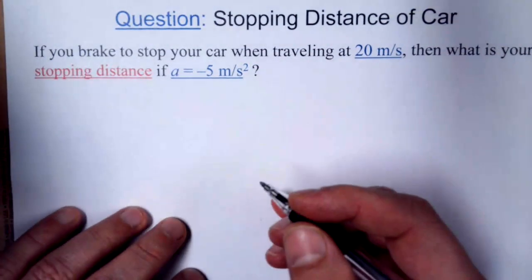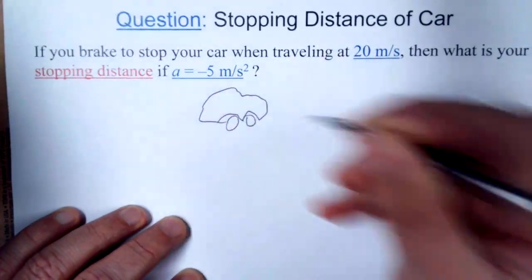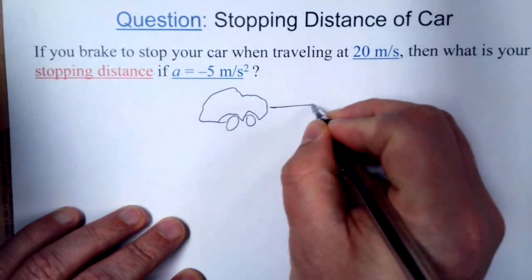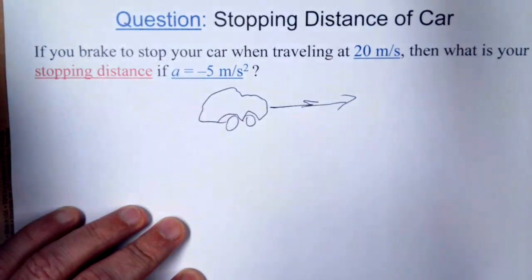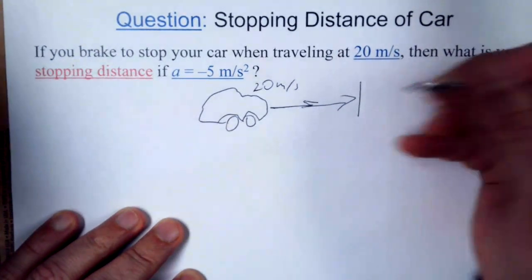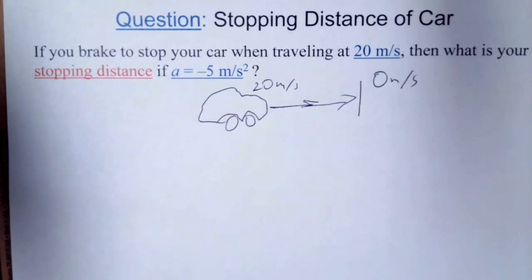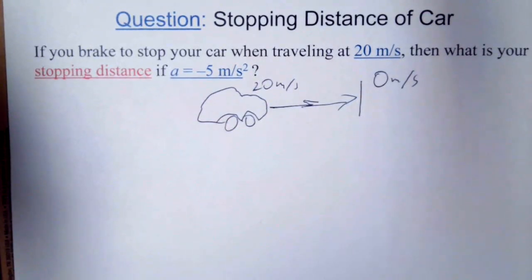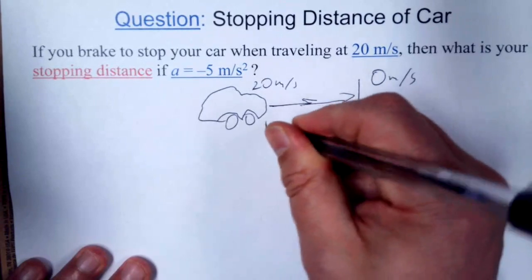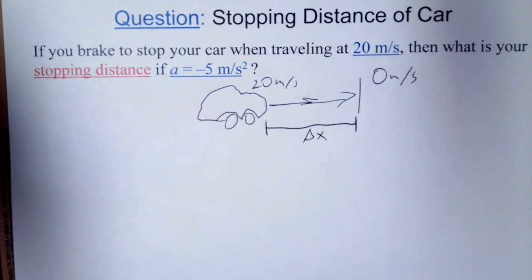So to solve a problem like this, it's often a good idea to draw a little sketch here. So there's your terrible looking car, and it is traveling to the right, and at the beginning it is traveling at 20 meters per second, and eventually it comes to a stop. So when that happens, that means that the velocity is 0 meters per second. So we would like to know how far it travels from here, at 20 meters per second, to where it stops. So how do we do that?